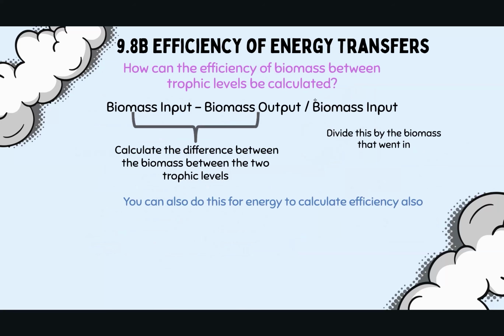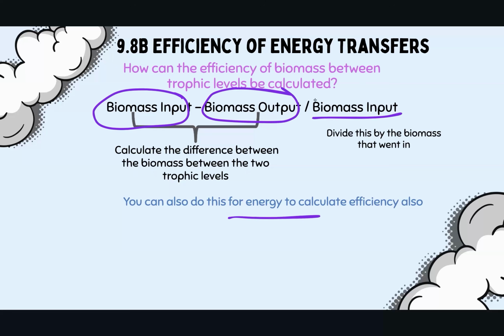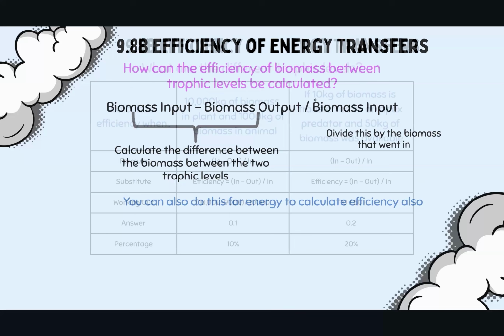Okay, so you can work out the efficiency of energy transfers by biomass input minus the biomass output divided by biomass input. So you calculate the difference between the biomass between the two trophic levels. You can also do this for energy to calculate the efficiency also.